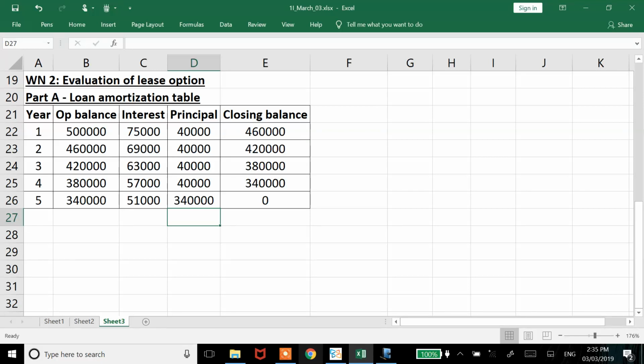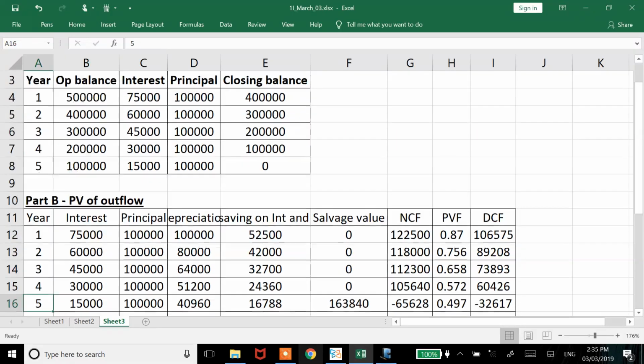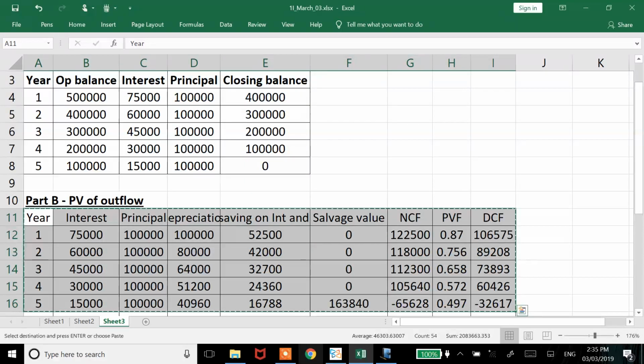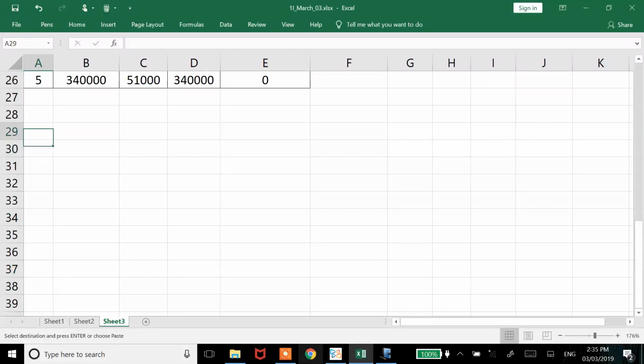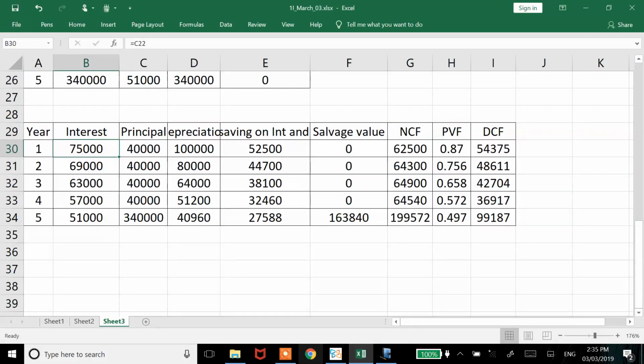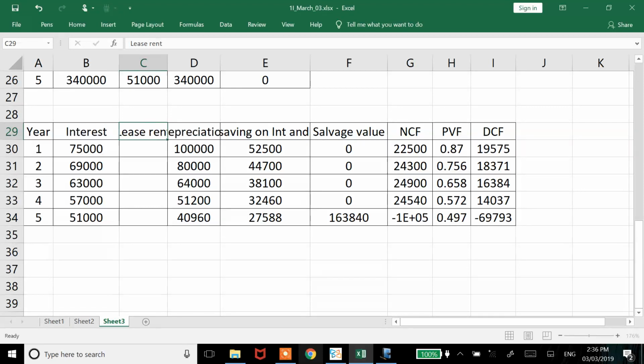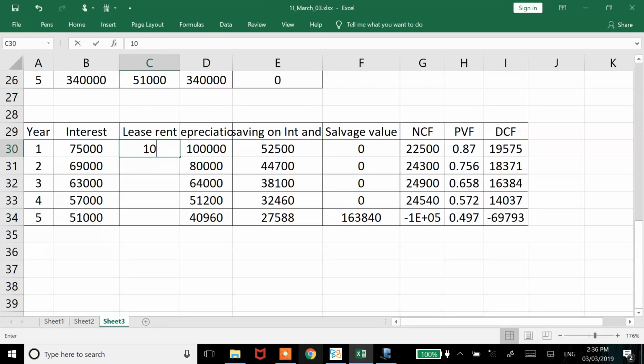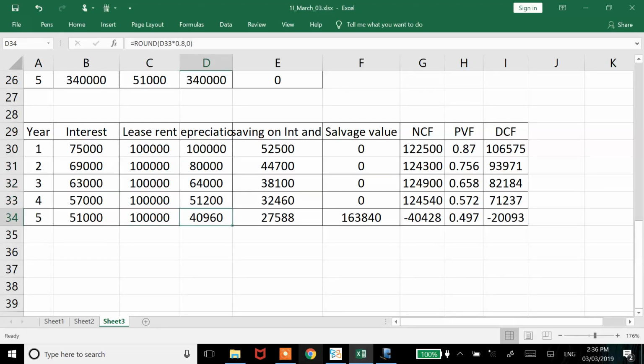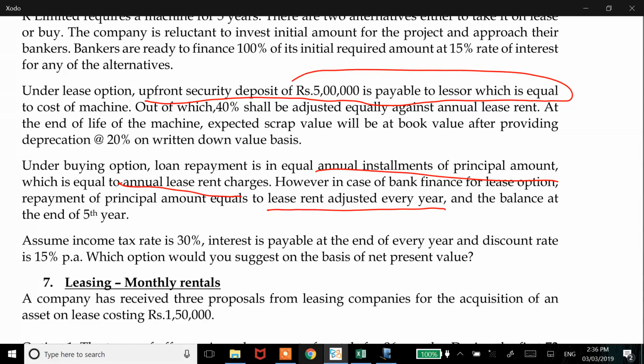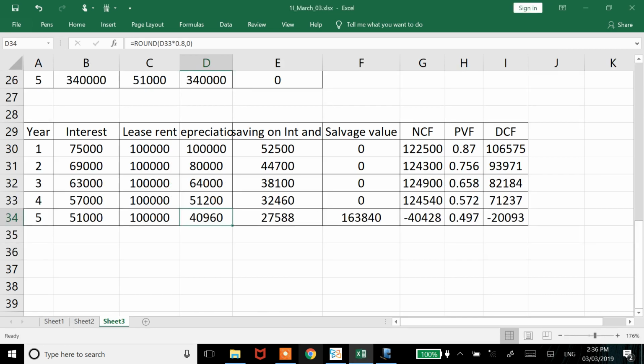Okay. Now comes the tricky part. Listen. I'm going to do PV of outflow. Listen for some time. Interest I have copied. Principal will not come. I'll explain why it will not come in some time. Lease rent. Every year I have to pay a lease rent of 1 lakh. Lease rent is 1 lakh. They have said loan repayment is an equal annual installment, which is equal to annual lease rent charges. So lease rent is 1 lakh.